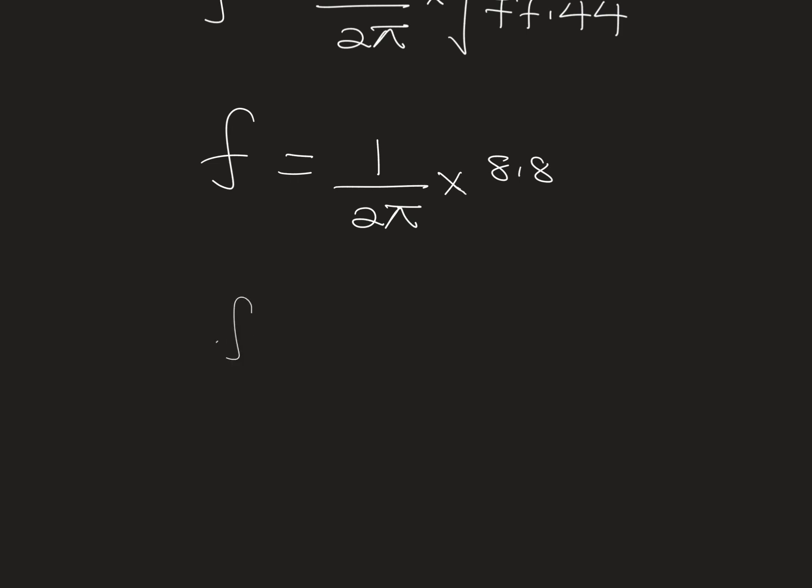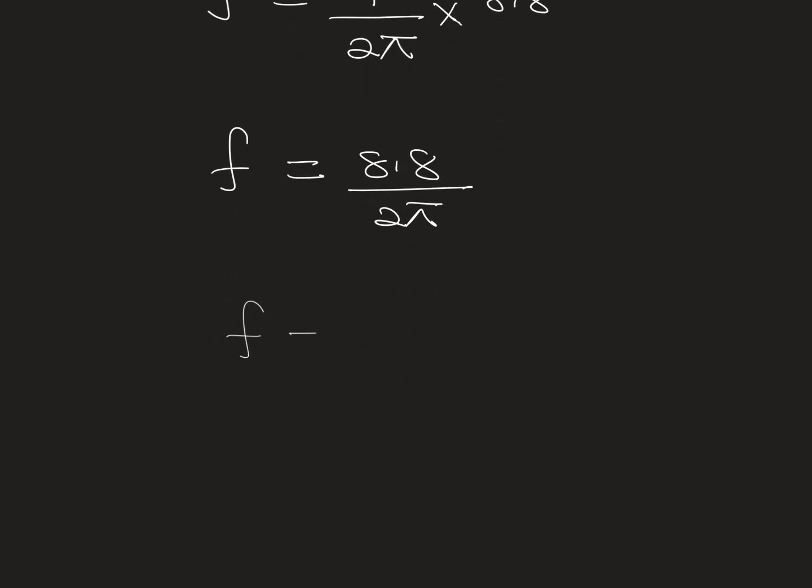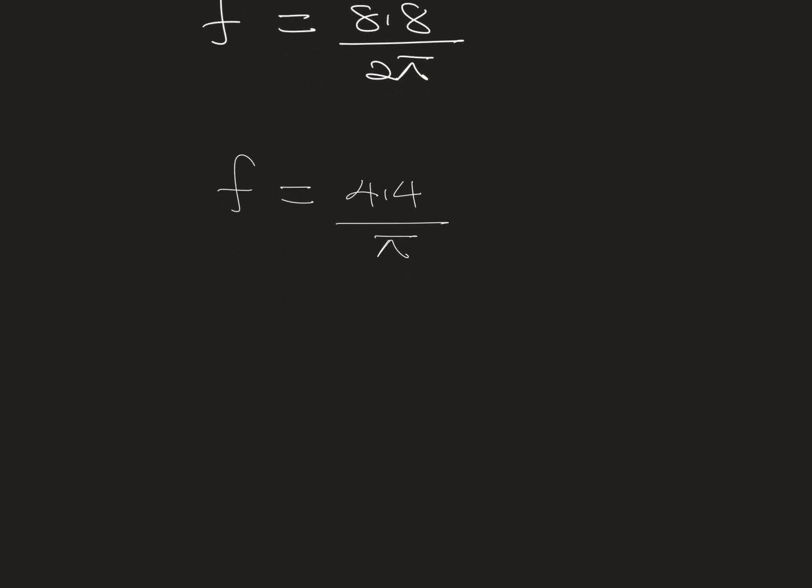So which means the frequency is equal to 8.8 divided by 2 pi. So frequency will be equal to 4.4 divided by pi. Now that is going to be in hertz.